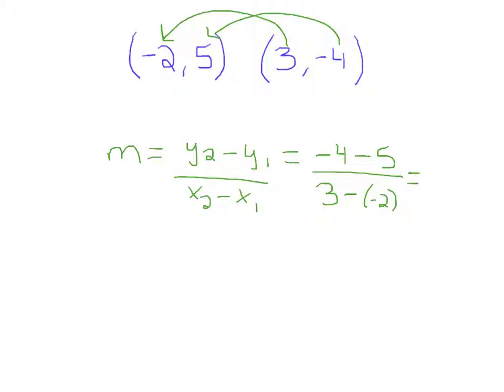So, in the numerator, -4 minus 5 is -9. And then in the denominator, 3 minus -2 would be 3 plus 2, which is 5. So -9/5 is fully reduced, so that is my slope between those 2 points. -9/5.